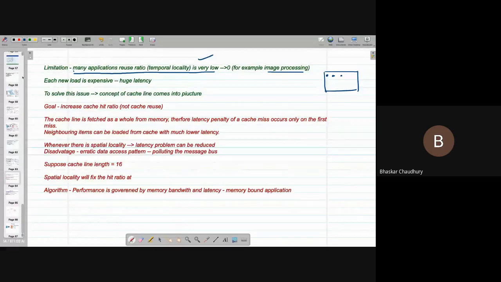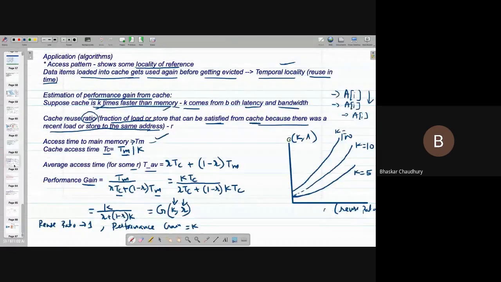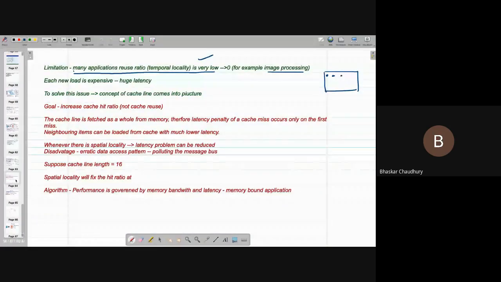So whatever we have learned here makes sense only and only if your reuse ratio is high. Because if you have a low reuse ratio, you are not going to get any benefit. You are sitting here actually. And now we are talking about applications where the reuse ratio is really low. You cannot always change the reuse ratio. So now how is that addressed? The point is, each new load is expensive. Every time you have to do a new load, because there is no reuse.